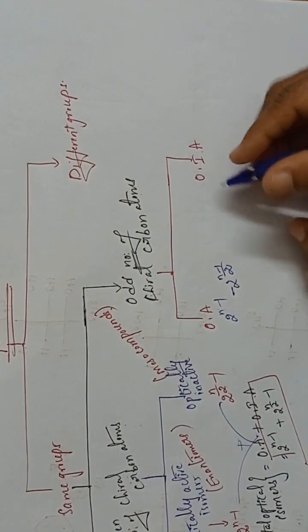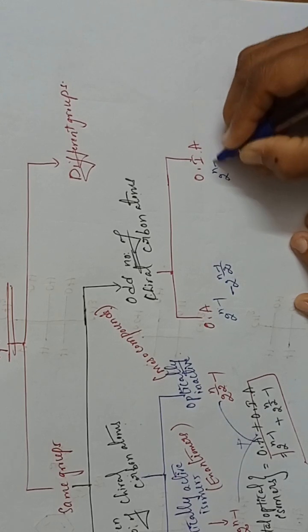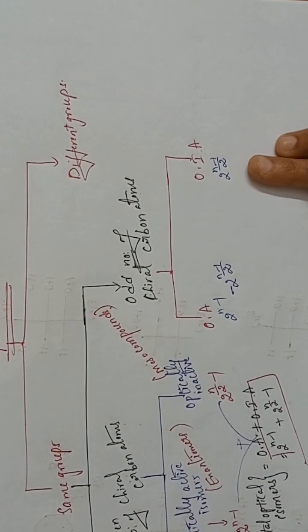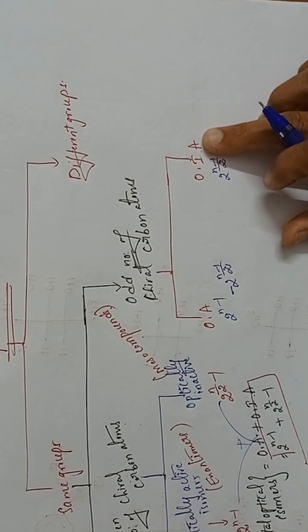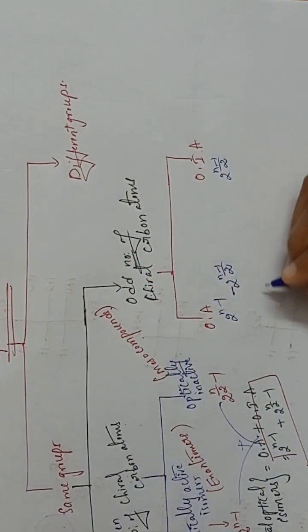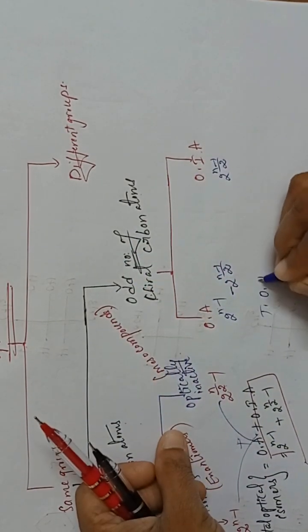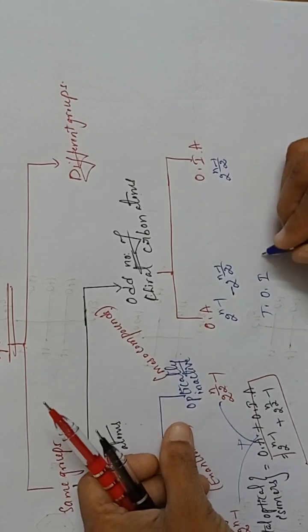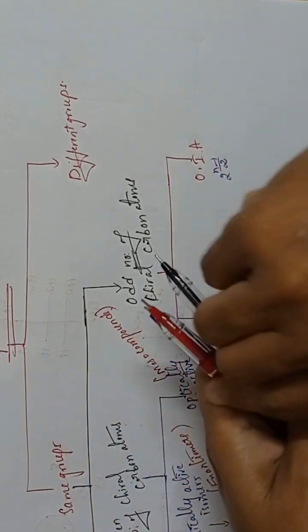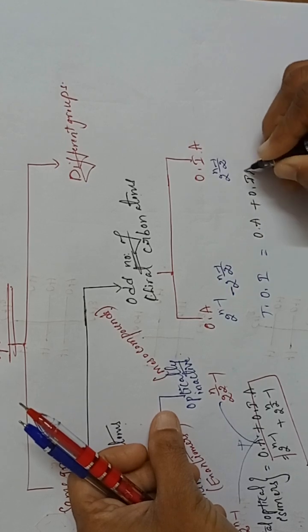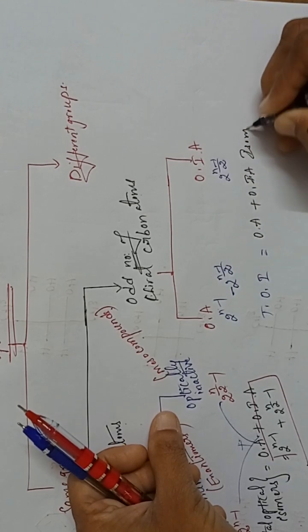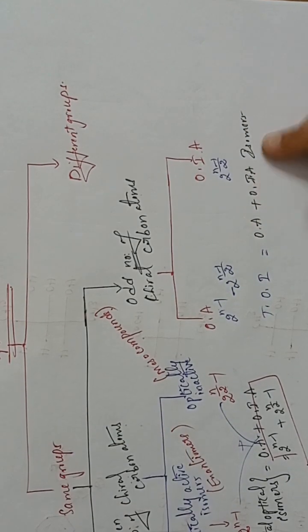Next one, optically inactive isomers. How to calculate? What is the formula? 2 power n minus 1 whole by 2. This is the formula we have to use to calculate optically inactive isomers. Next, how to calculate total optical isomers? Optically active plus optically inactive isomers. Understanding? Optically active plus optically inactive.